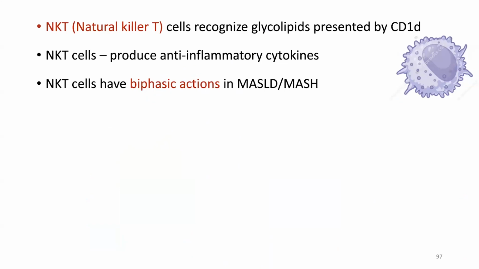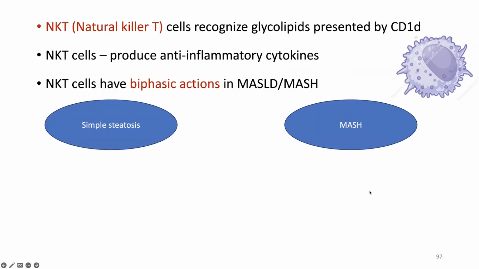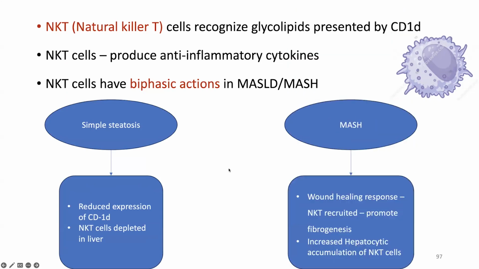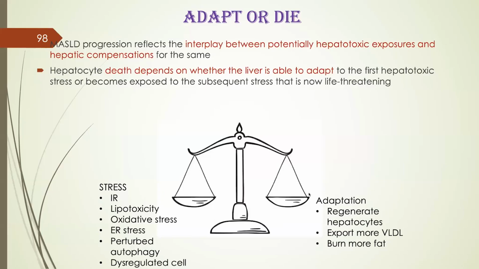In spite of whatever I have said, there is still a defensive mechanism called natural killer cells, which will recognize abnormal glycolipids within the hepatocytes and try to give them anti-inflammatory cytokines. So in simple steatosis, you have reduced expression of CD1, and hence NKT cells are depleted. Whereas with passage of time, NKT cells are important for causing wound healing. So they are recruited more and more. And once they are recruited, they'll cause more inflammation and more fibrosis.